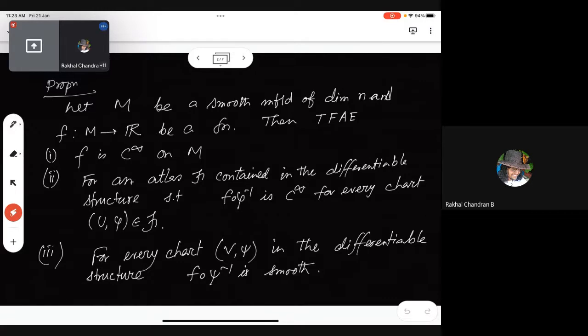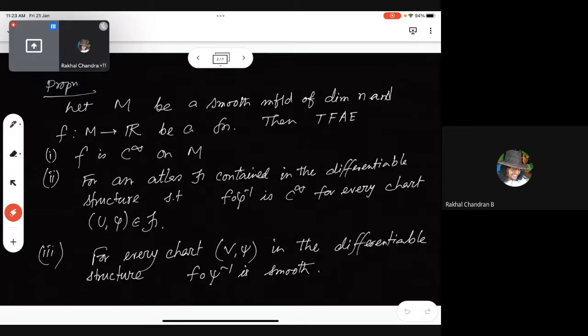You can consider all those charts around each point. Right, around every point there exists one chart. So consider all those charts. Take the union, and take the collection of all those charts. Right, it will cover M, and that is the only thing it is.